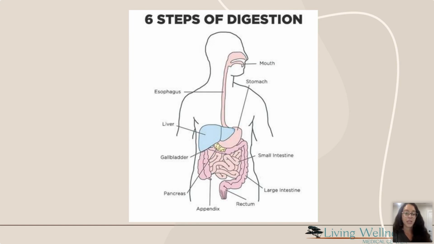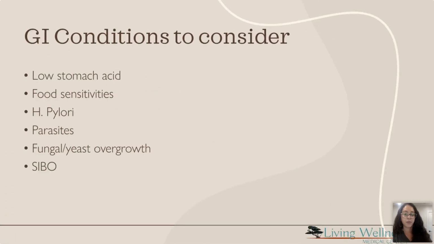So that's just a quick overview. GI conditions to consider. If someone has acne, I want to look at these things, not necessarily all of them, but use your symptoms to also guide what we need to look for. Low stomach acid is one. So is that food not being broken down?